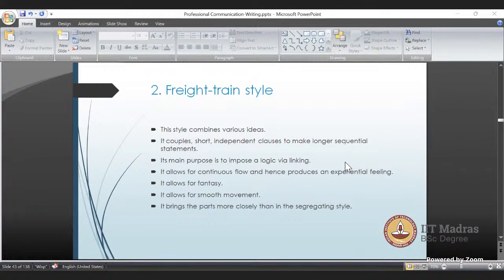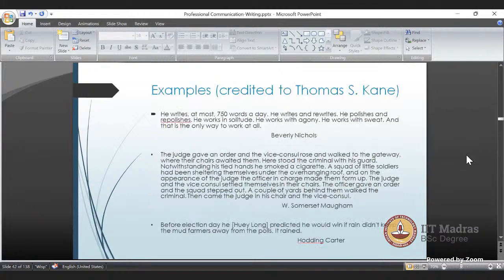Okay, they allow for fluency, right? They allow for smooth movement and they bring the parts more closely together than in the segregating style. Look at the segregating style. If you look at the examples that we used, they give you an overall idea, but each sentence looks a little departed from the others. They don't look very closely linked or tied to each other. Each sentence speaks for itself, says something new, and put together you get an idea at the end. That's all. So it's a little tough that way.